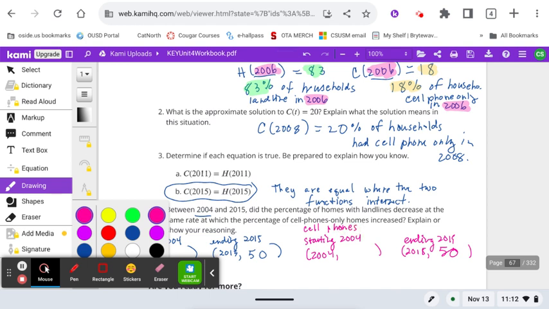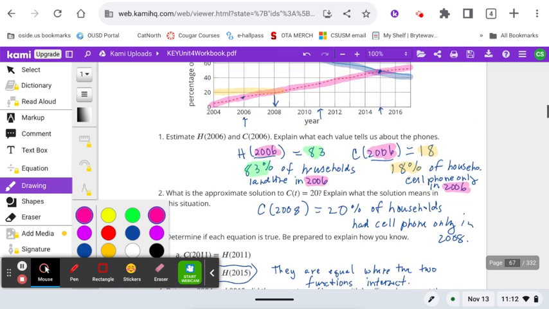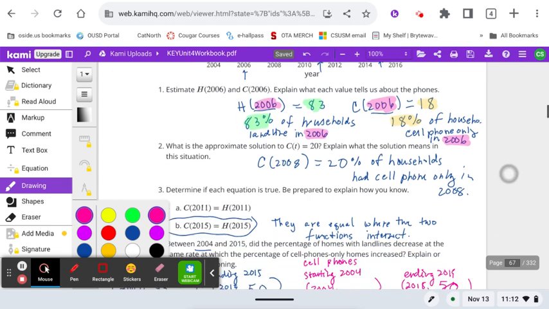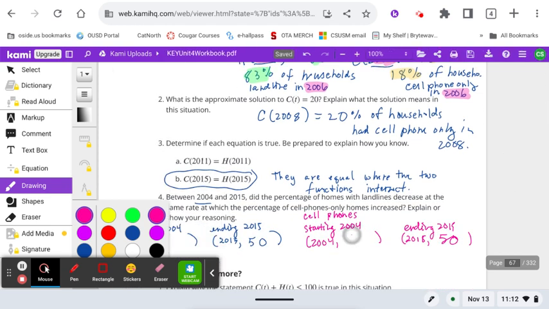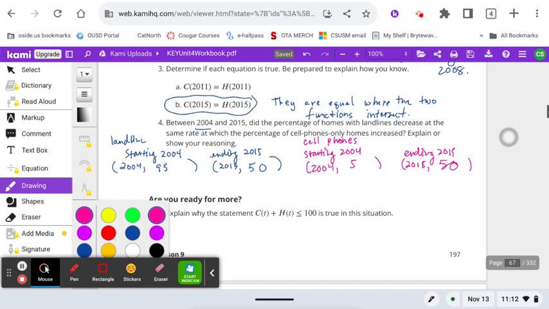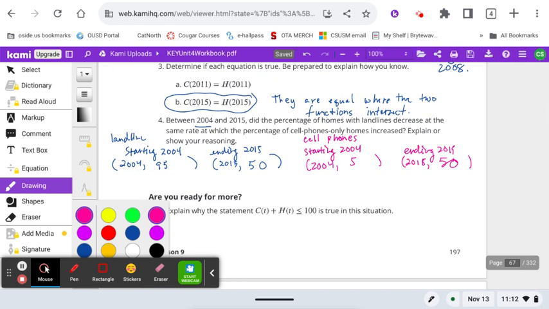In 2004. If this is 10, I'd say that's at like 5. That's like halfway. So now we're going to do the difference of the outputs over the difference of the inputs. The change in Y over the change in X, or F of B minus F of A, the difference of the outputs over the difference of the inputs. This is our function notation for average rate of change.